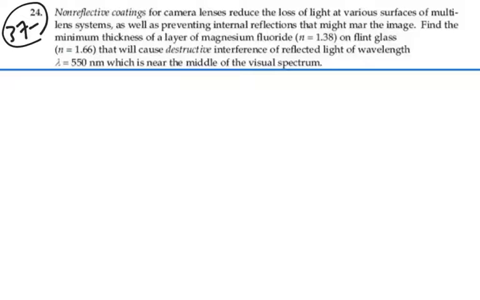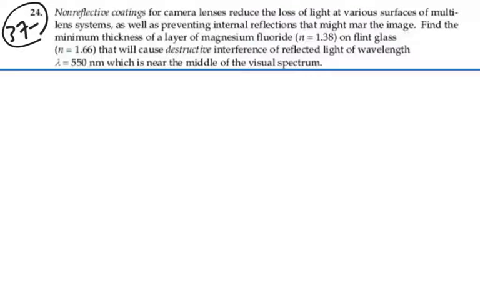Non-reflective coatings for camera lenses reduce the loss of light at various surfaces of multi-lens systems, as well as preventing internal reflections that might mar the image. Find the minimum thickness of a layer of magnesium fluoride, n equal to 1.38, on flint glass, index of 1.66, that will cause destructive interference of reflected light of wavelength lambda equal to 550 nanometers, which is near the middle of the visual spectrum.